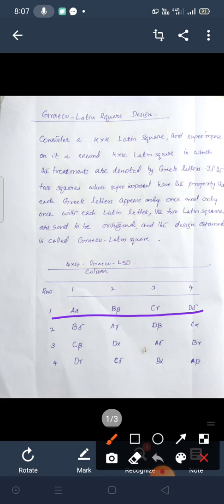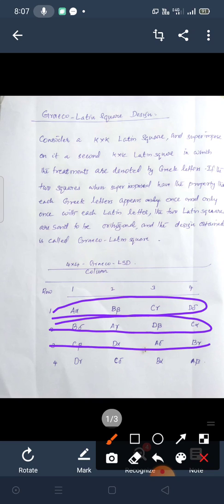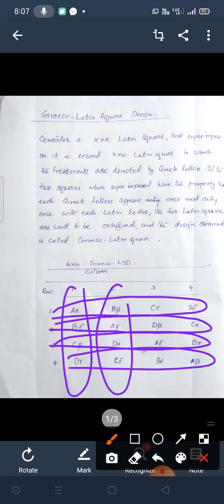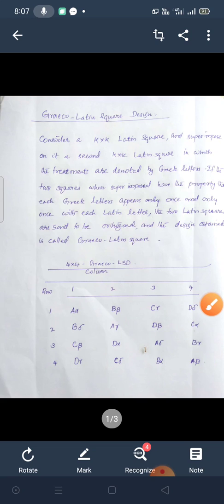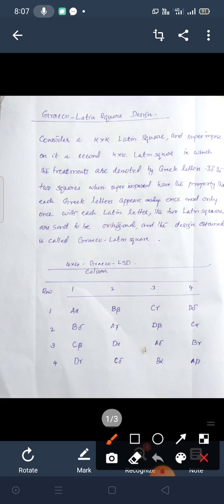So that is Graeco Latin square. Remember, for randomization you can just randomize the columns, then randomize the rows together, and you will get the randomized LSD. So for randomization we randomize the columns and rows together. Okay, so that is Graeco Latin square.